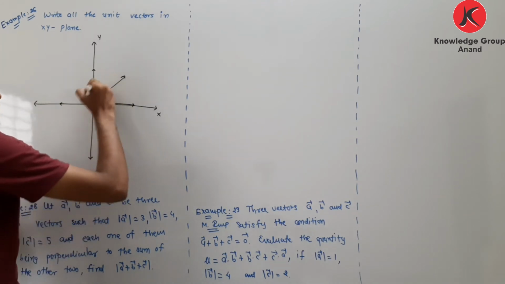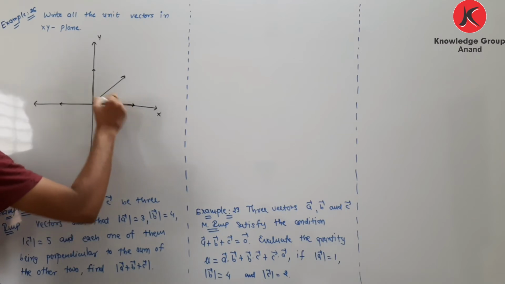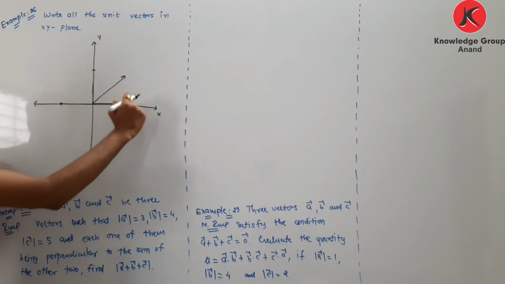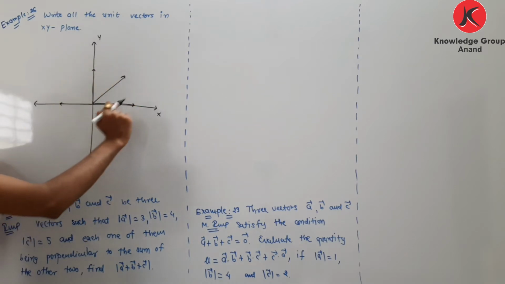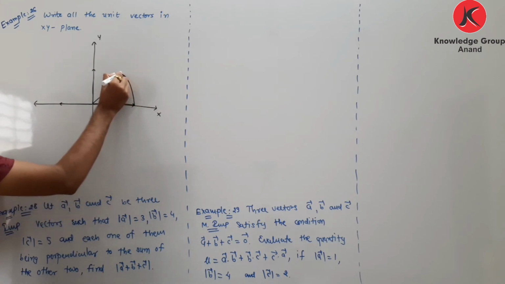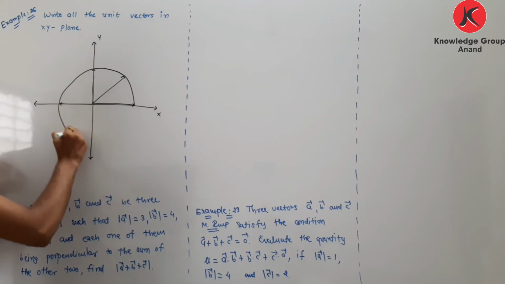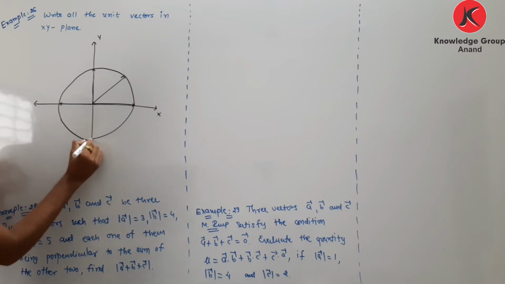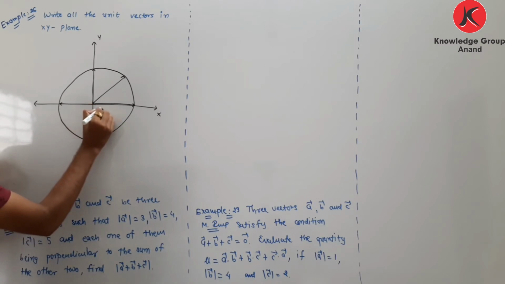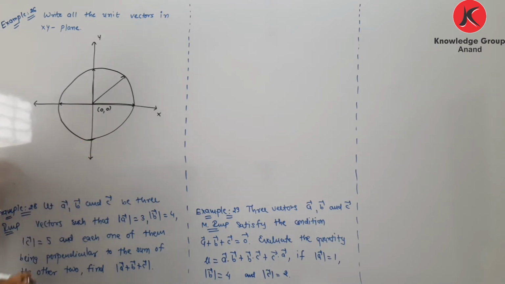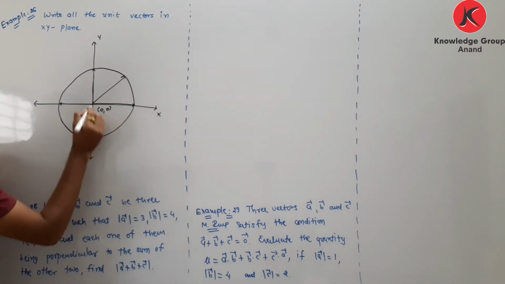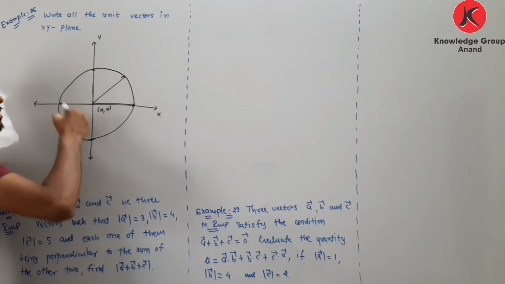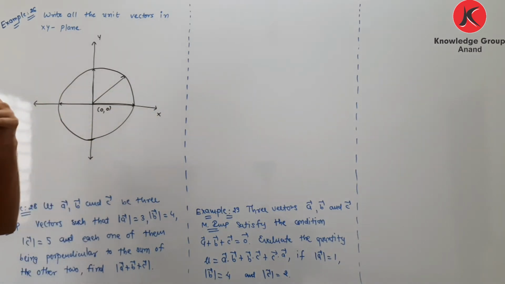So therefore you can get a unit vector in each and every direction by moving the angle from 0 to 2 pi radian. By moving the angle from 0 to 2 pi radian, we will get the unit circle having 1 unit magnitude and the origin (0, 0). All the vectors having initial point at the origin and terminal point on the unit circle are the unit vectors in your xy plane.